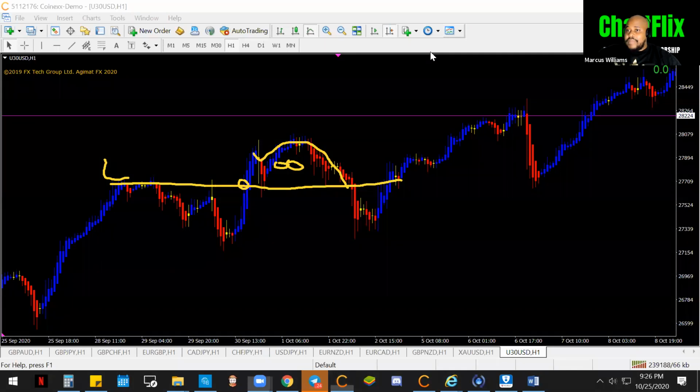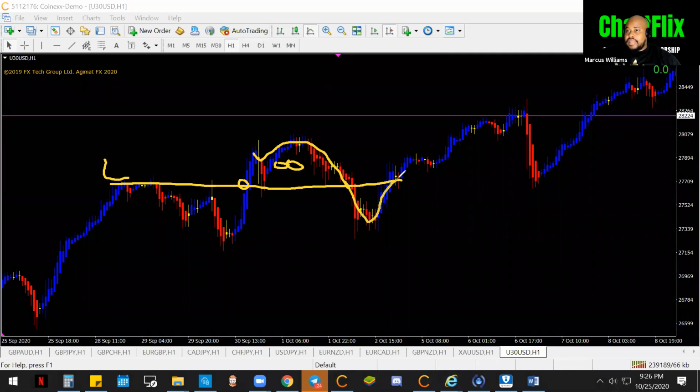Now look, when it came back to the shoulder, what happened? That's the right shoulder. It pushed past it. Why? Because the current trend is up. That's why it did. That's why this one didn't work.